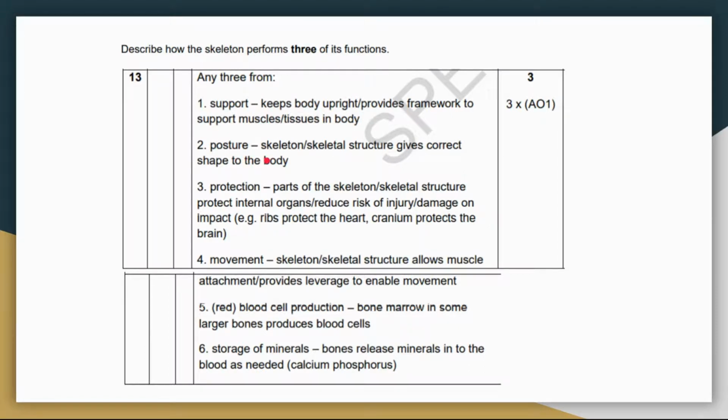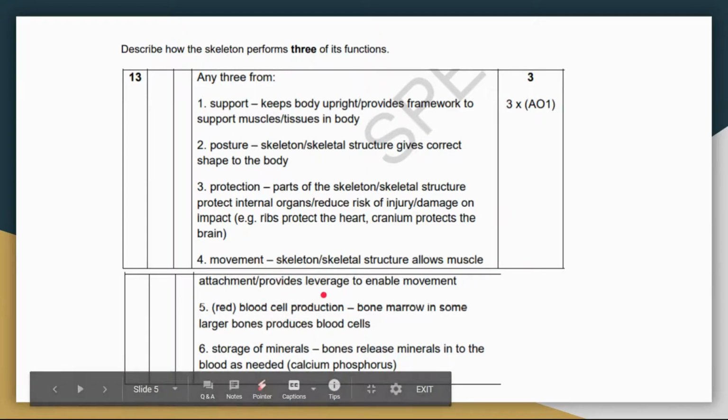If you'd put about this posture helping the skeleton to stay upright or giving correct body shape, that would be enough for the mark. For protection, we could have given an example. So you could have said the cranium protects the brain, the ribs protect the heart. Or if you just put the protection of vital organs, that would be okay for the mark. Movement, if you link to the skeleton allowing for movement or leverage, or if you'd link to joints in any way, joints allow for movement, that would definitely be enough for a mark.